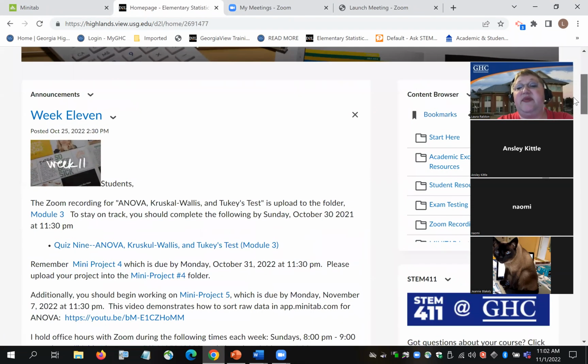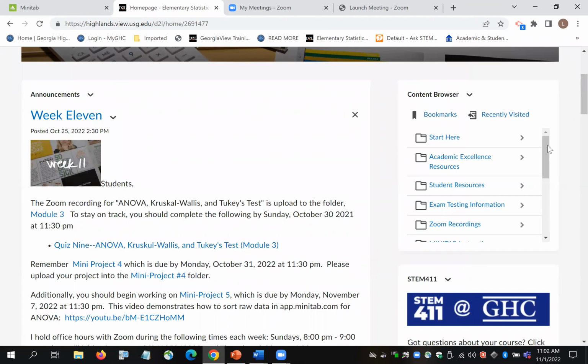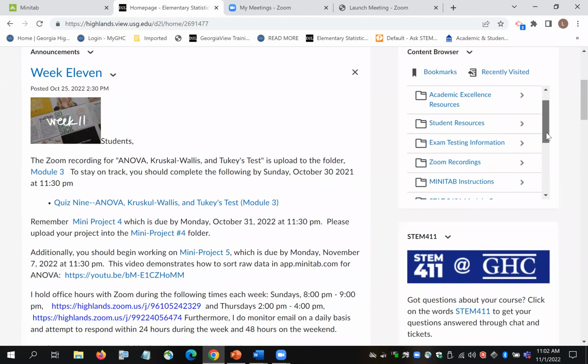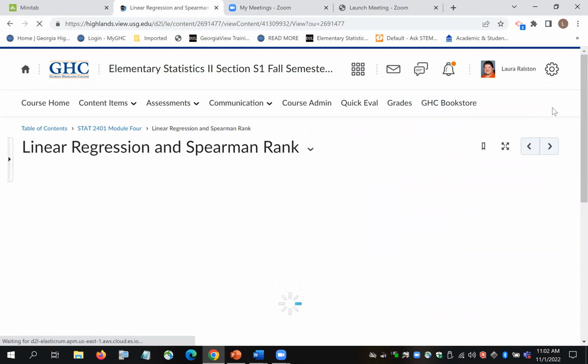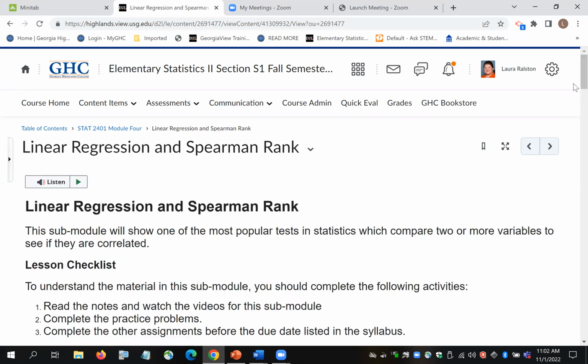We're about to begin Module 4. We're kind of in the home stretch. So we are beginning Module 4, and the first lesson in Module 4 deals with correlation and linear regression, which is the parametric test. And then we will also talk about the non-parametric test, which is Spearman rank. We are scheduled to talk about this particular topic for the next 2 class meetings.